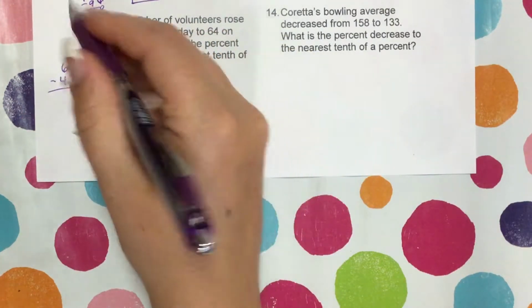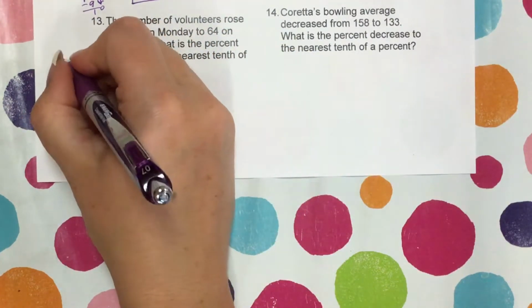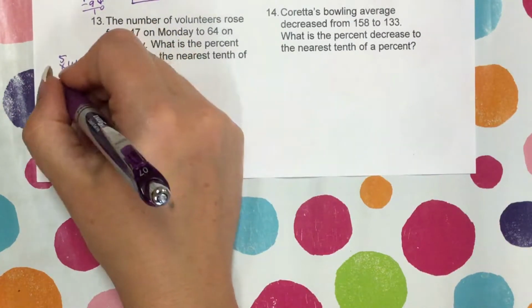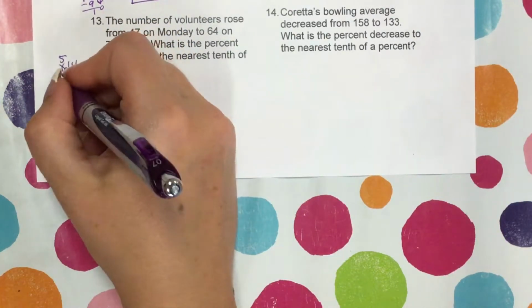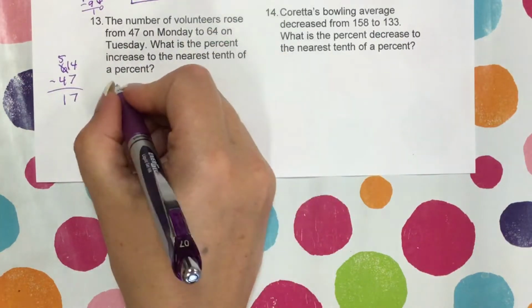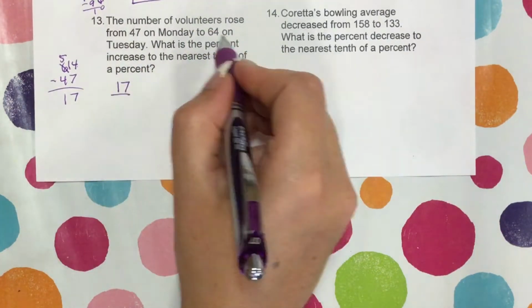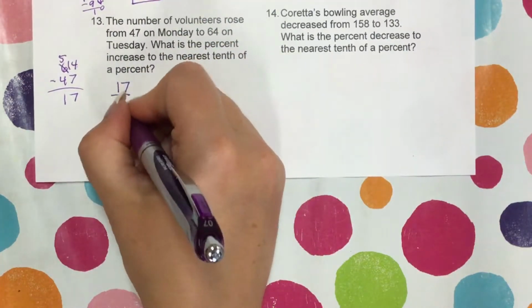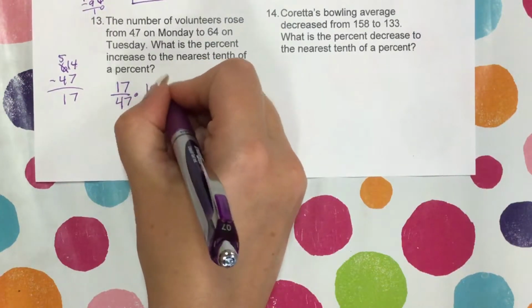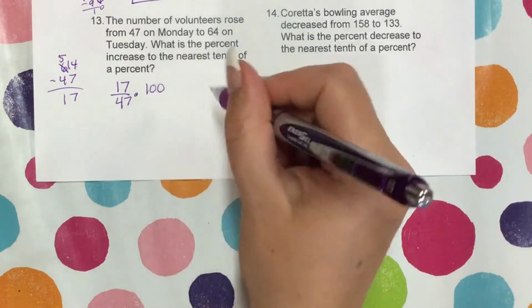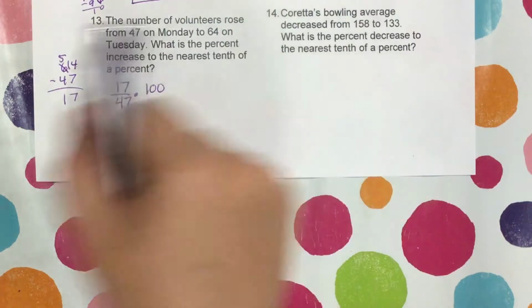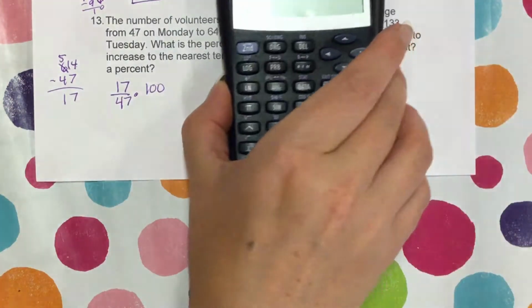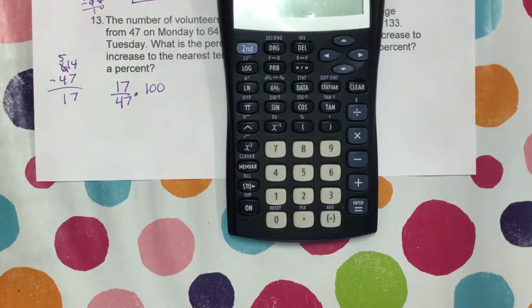The 4 is not big enough, so I need to borrow from the 6, making that a 5 and that a 14. 14 take away 7 is 7. 5 take away 4 is 1. So the amount of change is 17 over the original amount, which is 47, multiplied by 100. Now, when I'm looking at this, there's nothing easy to reduce or anything like that. So I'm just going to go ahead and put this one in my calculator.